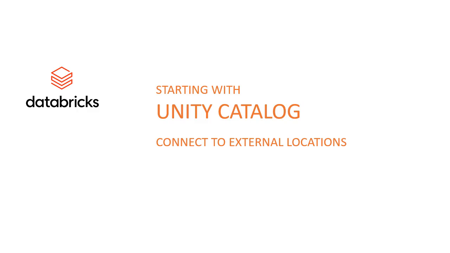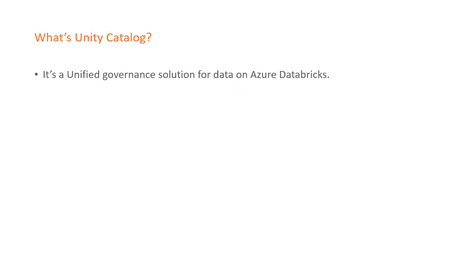Hi guys, in this video we are going to learn what is Unity Catalog and how to configure it in Azure. So let's start with the theory. What's Unity Catalog? Unity Catalog is the unified governance solution for data in Databricks.